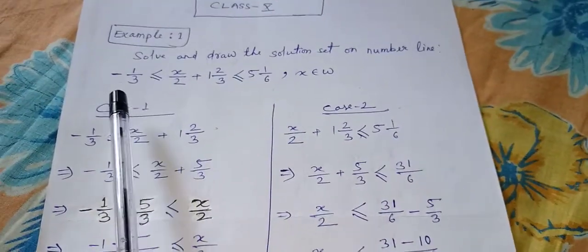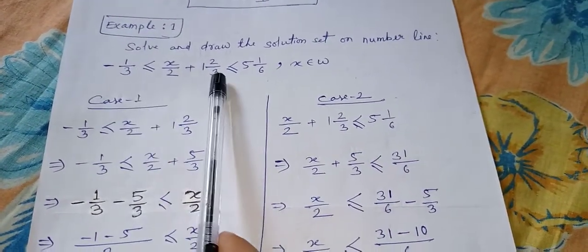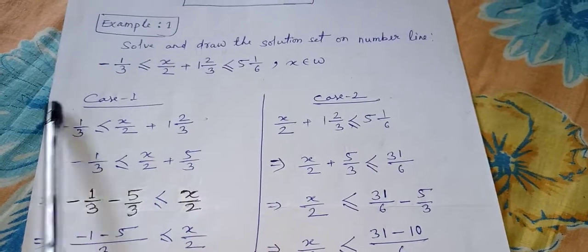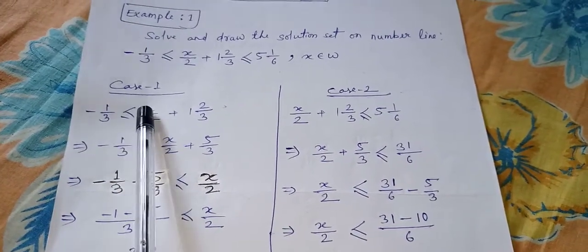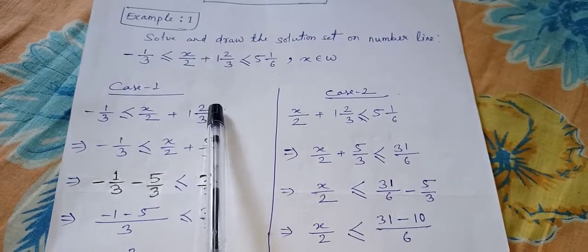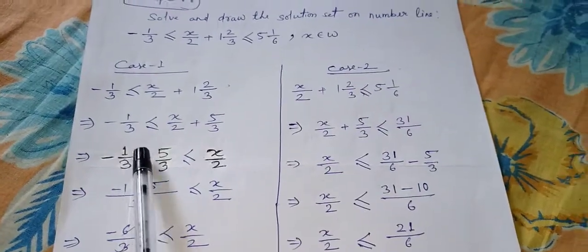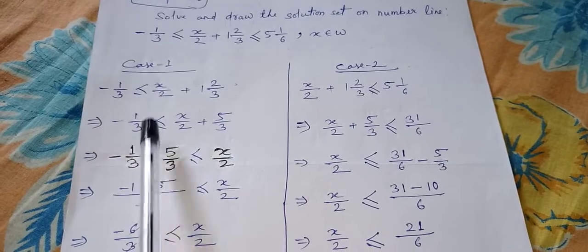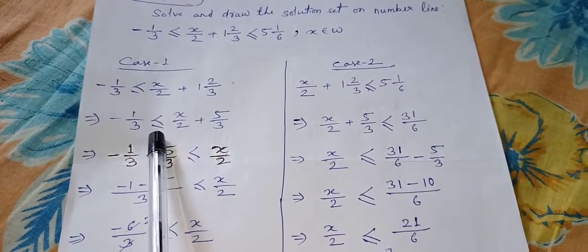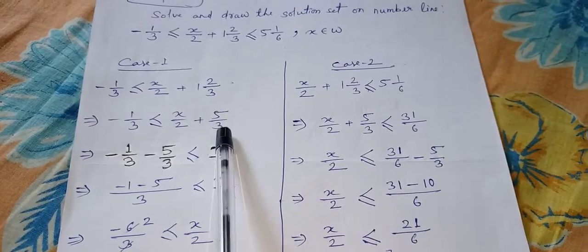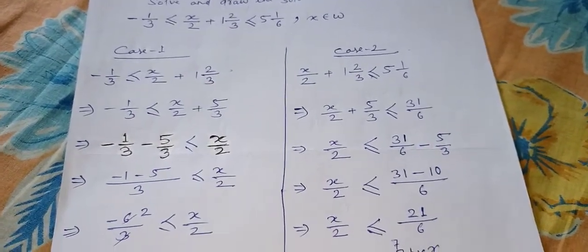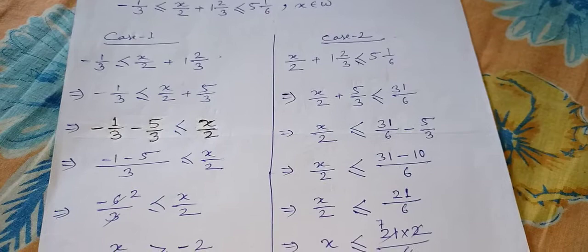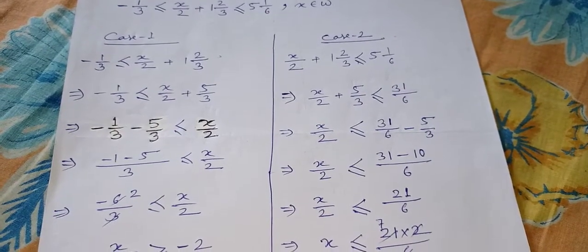In case 1, we take from minus 1 by 3 and finish at 1 whole 2 by 3. So the same thing I wrote: minus 1 by 3 less than or equal to x by 2 plus 1 whole 2 by 3. Now minus 1 by 3 I wrote here, x by 2 the same, less than or equal to, and this one I have arranged into an improper fraction. 3 1s are 3, plus 2, 5 by 3. Today I have done one special technique.